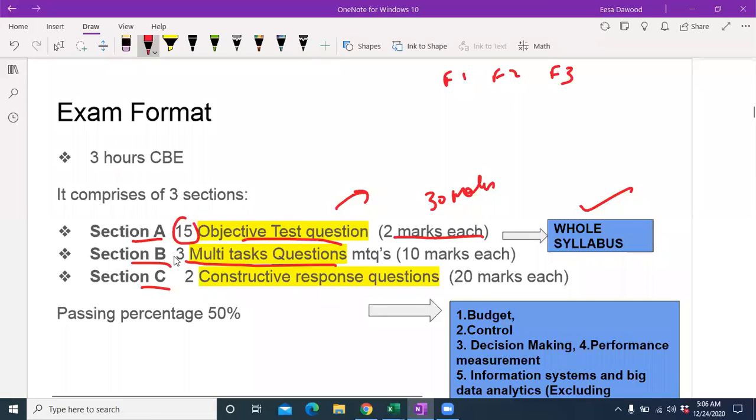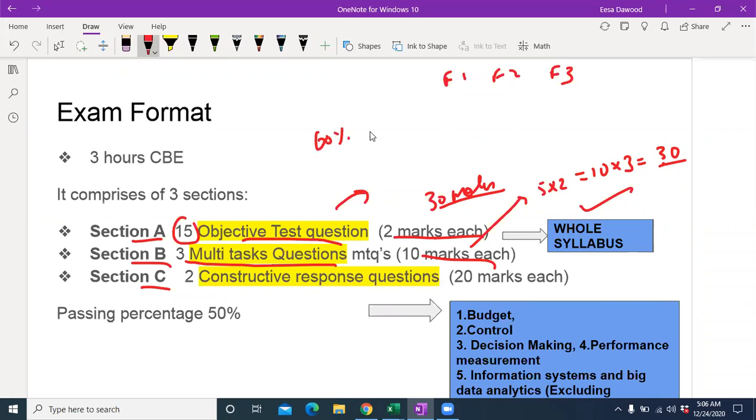So that comprises 3 multitask questions, 10 marks each, right? And in each of those 10 marks, it's 5 multitask, 2 marks each. So that makes 10. Yeah, and you have 3 multitask questions. So overall, it is 30 marks for Section B as well. 30 marks for Section A, 30 marks for Section B. So as you can see, 60% of the paper is based upon the objective test part, and both these sections are very important.